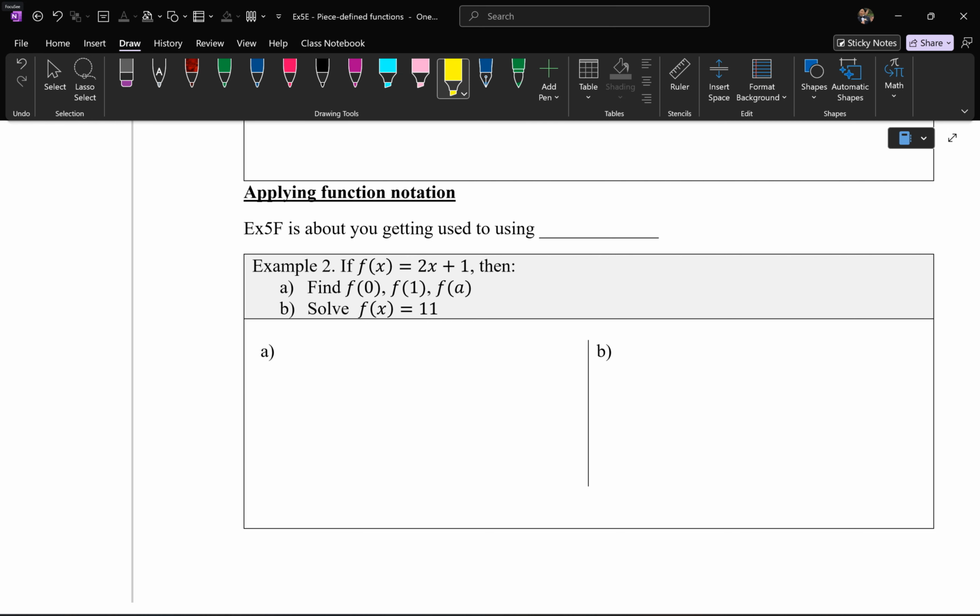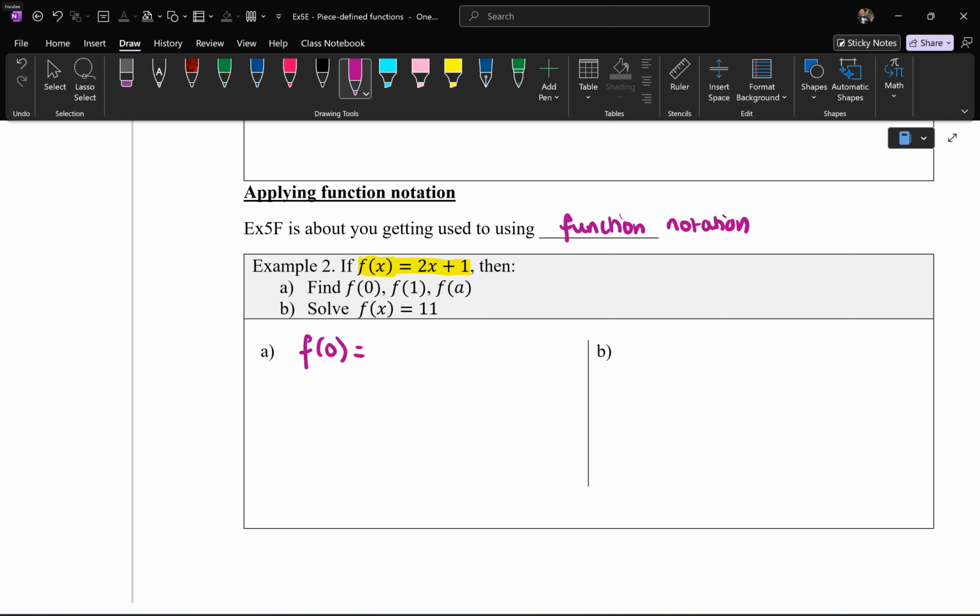Instead of using y's now, you are trying to get used to using function notation. Write this in. Here's an example. Instead of y equals 2x plus 1, we write f of x equals 2x plus 1. Your job is to understand, what does f of 0 mean? Now, I taught that previous lesson. Let's test your memory again. What's f of 0 mean?